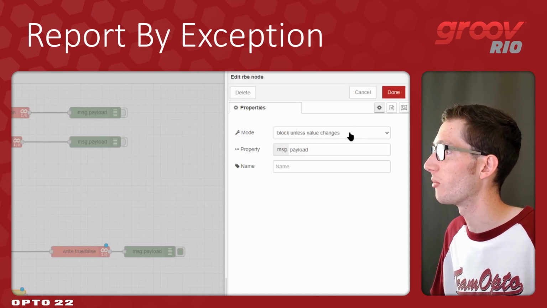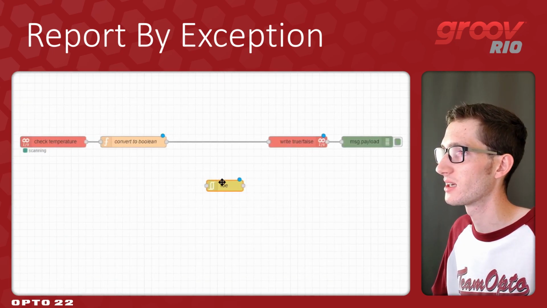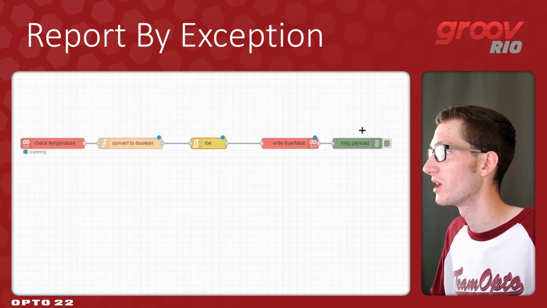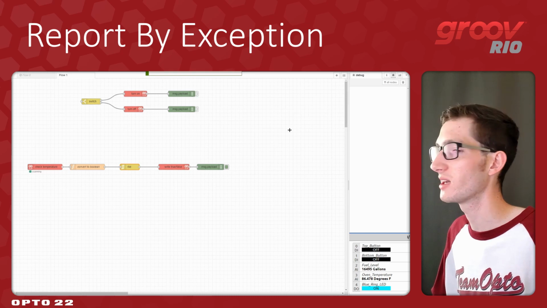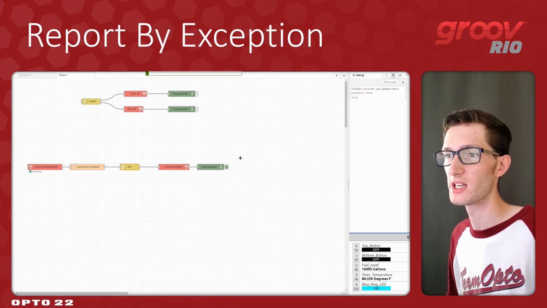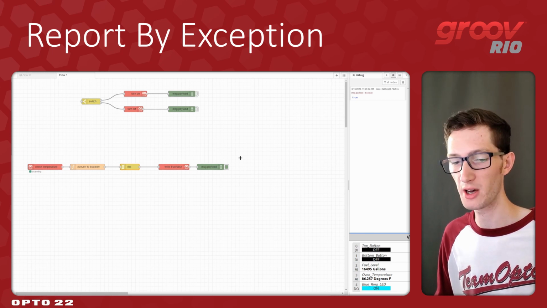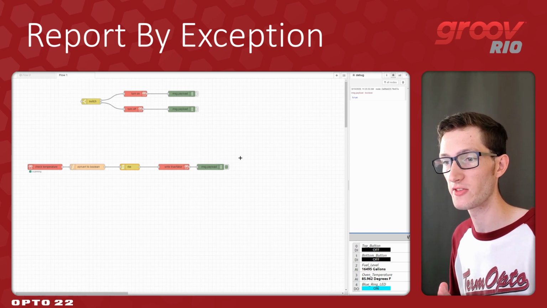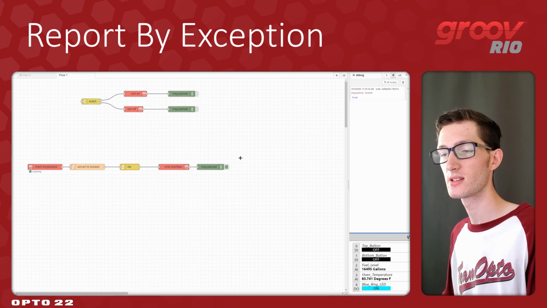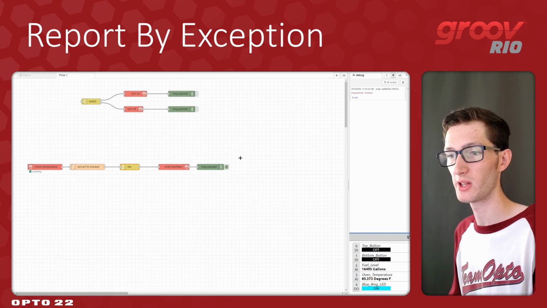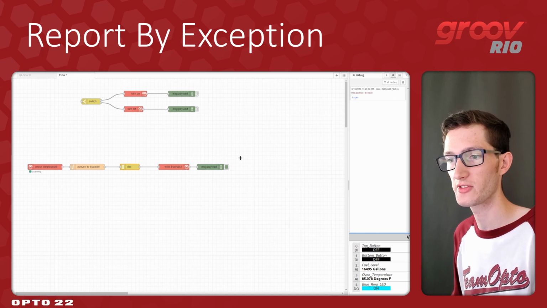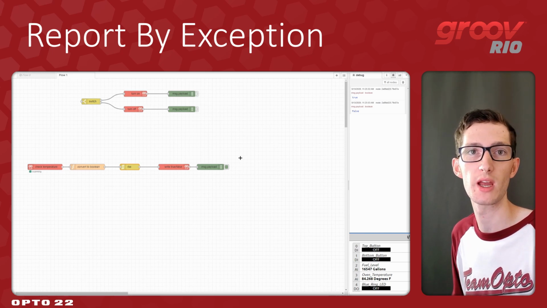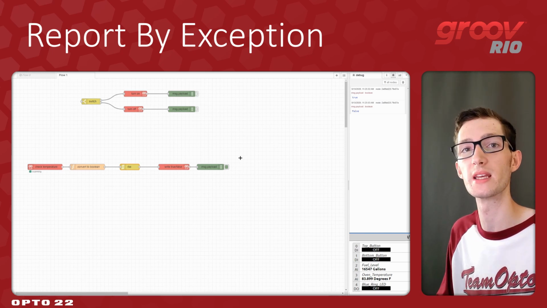So I'll leave this to the default mode of block unless value changes, hit done, and drag this into my wire. You can see it goes dashed, and I'm able to drop that right in there. So now when I clear up the debug and hit deploy, we can see that as we're initially deploying the flow, we'll see it's true because we are in fact above 85 degrees. And if we start cooling down the temperature sensor and it drops below 85 degrees, we'll only get one message false. And here it comes. As we drop below 85 degrees, the output is going to turn off since we're going to get that one false value, but we're not going to continually get those false values every half degree of change. And that's thanks to this report by exception or RBE node.